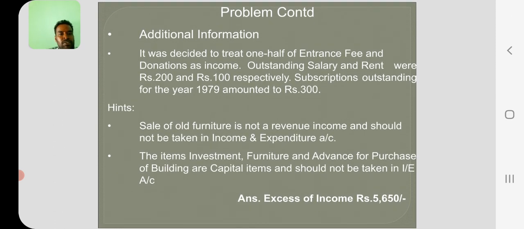So additional information is there. Mixing both the receipts and payments and the additional information, we can prepare the income and expenditure account. It was decided to treat 1/2 of entrance fee and donations as income. So half of the entrance fee and donations should be divided into two parts, one part for revenue and the second capital. Outstanding salary and rent were rupees 200 and rupees 100.